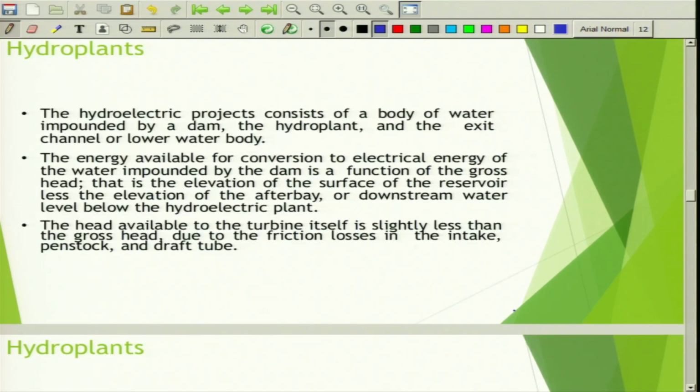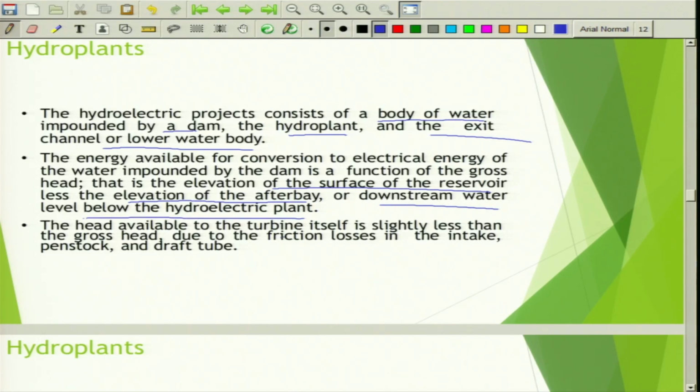So the hydroelectric project consists of a body of water impounded by a dam, the hydro plant, and the exit channel or lower water body, right. Now the energy available for conversion to electrical energy of the water impounded by the dam is a function of the gross head, that is the elevation of the surface of the reservoir, less the elevation of the afterbay or downstream water level below the hydroelectric power plant. This I have already told.